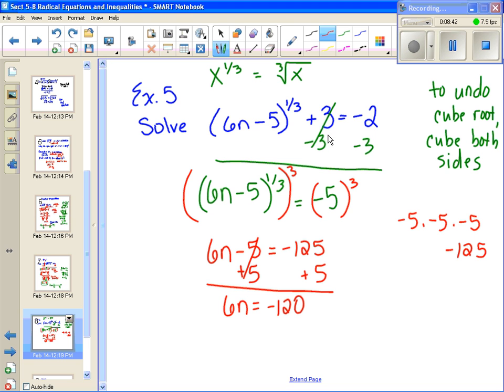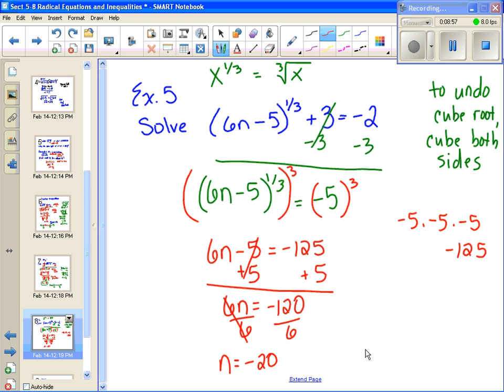By the way, I'd switched to an equation. This was an equation, not an inequality. So we don't have that additional situation we'll have to look at. And then divide each side by 6. I get n equals negative 20. So that's my answer I get.